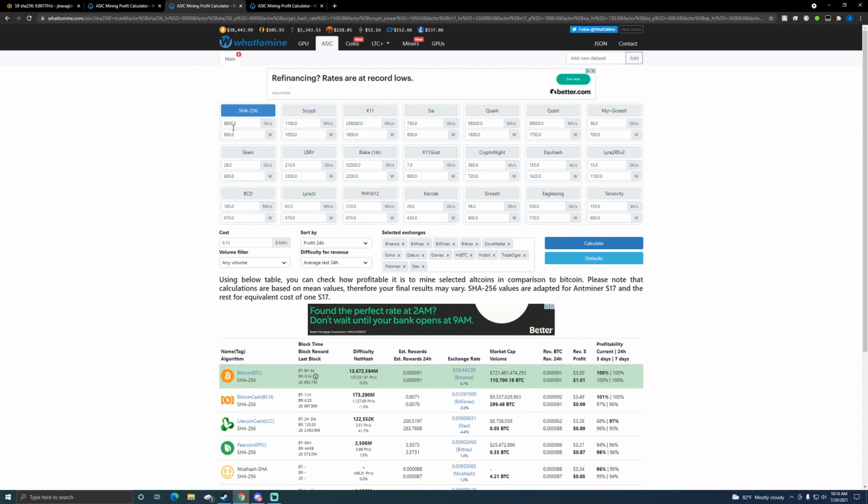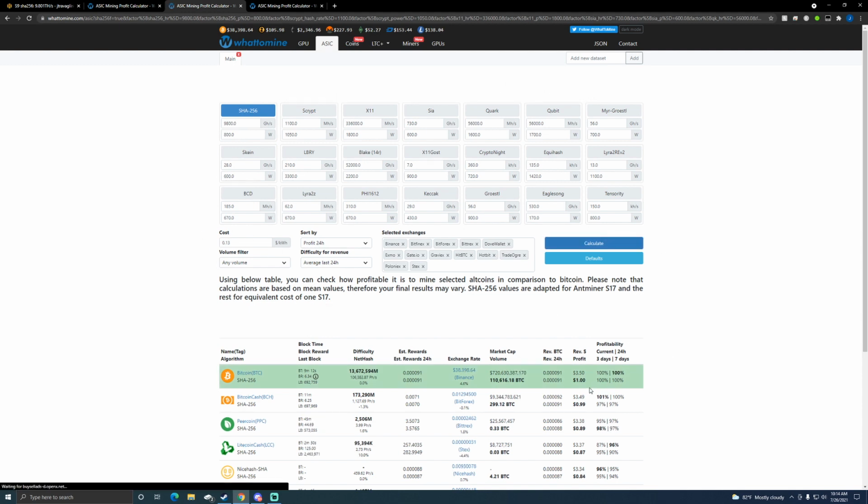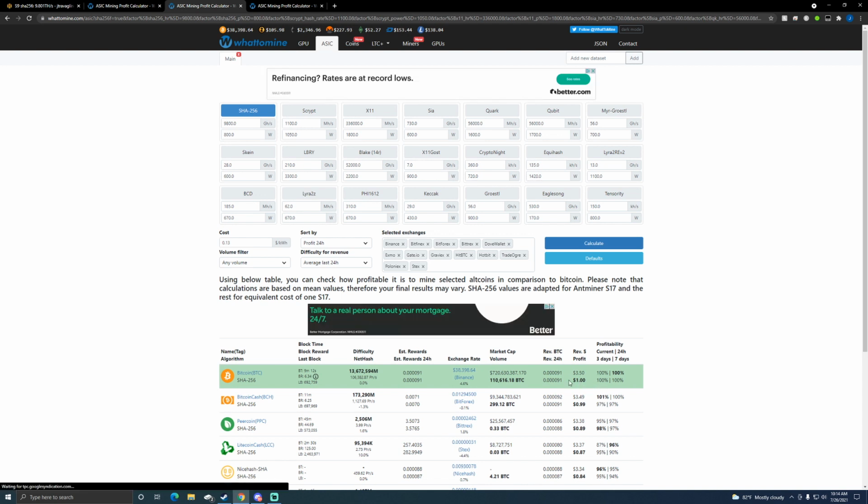So at 9,800 gigahash, that's 9.8 terahash at 800 watts at 13 cents a kilowatt hour, like before, this one's making $1 a day on the nose profit, according to this calculator, $3.50 a day revenue. So they're both making similar in revenue, but profitability obviously is a little less.